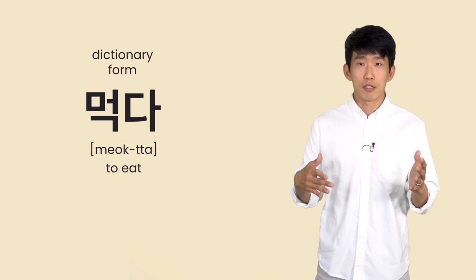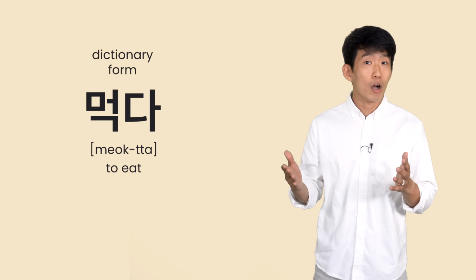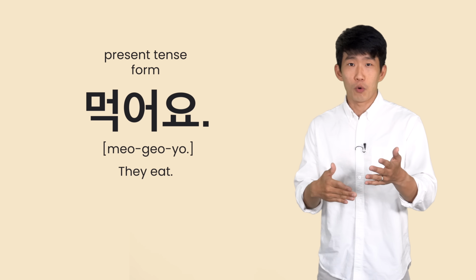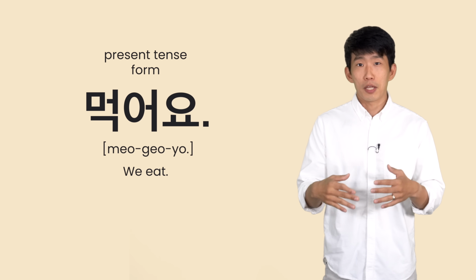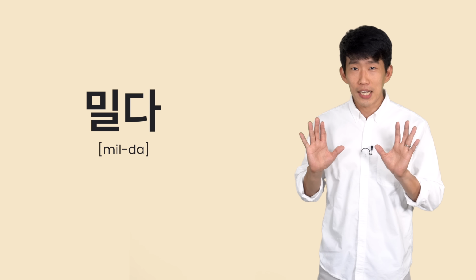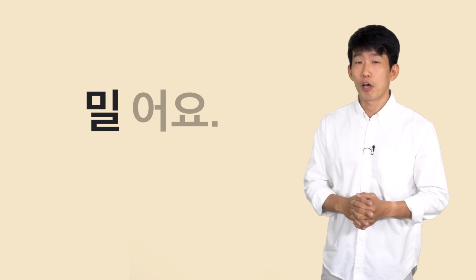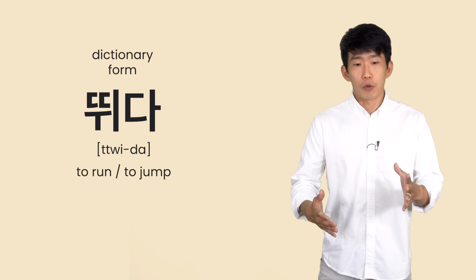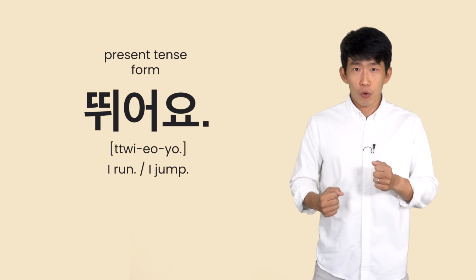So for example, 먹다 is to eat. 먹다. What's the vowel before 다? 먹. Right? So 먹 plus 어요. 먹어요. Which means I eat, he eats, she eats, they eat, or we eat. Another example, 밀다. 밀다 is to push. 밀 plus 어요. 밀어요. I push or somebody pushes. Another example is 뛰다. 뛰다 means to run or to jump. 뛰 plus 어요. 뛰어요. I run or I jump.